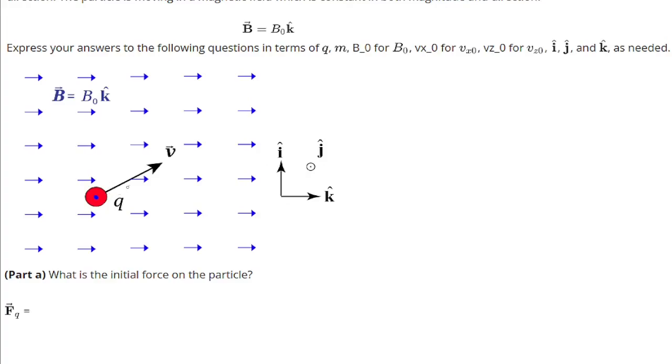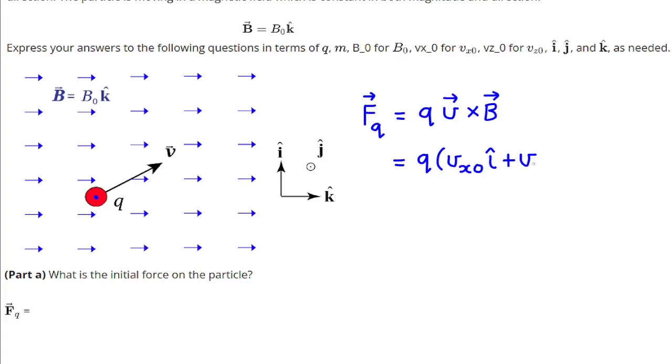Well, the magnetic force, being F_B, is the charge, the cross product between the velocity vector and the magnetic field. So what we have is q by the velocity, which has a component in the x direction and a component in the z direction, or along the k direction. And we take the cross product with the magnetic field vector, which is B naught in the k direction. So using the distributive property of the cross product, we have q by Vx naught by B naught i cross k.